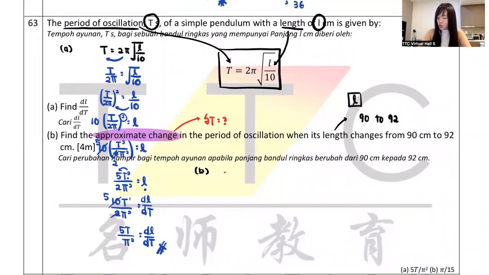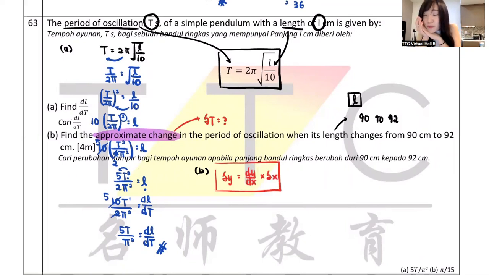So let's do it. So small change formula is always this. Delta y equals to dy dx times delta x. Guys, again, what should you do first before you start to use the formula? Very good. My dear, my alphabet doesn't fit the question at all. My question only got y and x. My question only got L and T. Correct, my dear? Change it.